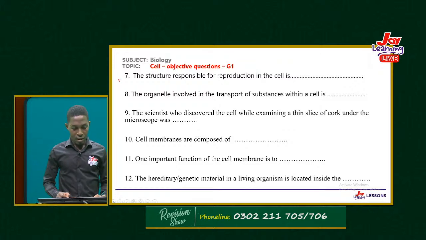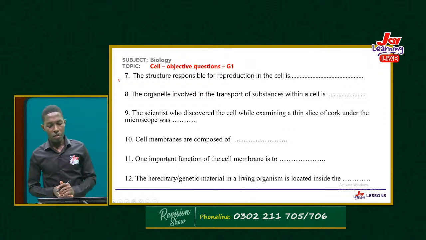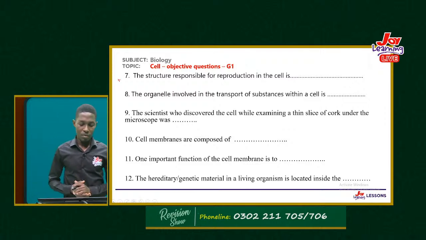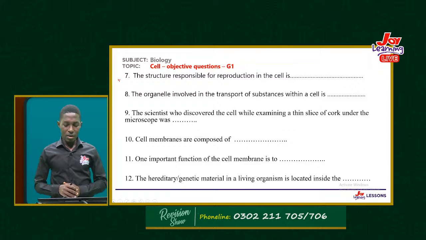Questions that you come across are: the structure responsible for reproduction in a cell is? The organelle involved in the transport of substance within a cell is called what? The scientist who discovered the cell while examining a thin slice of cork under the microscope was who? And cell membranes are composed of? The one important function of the cell membrane is to do what? And the hereditary or genetic material in a living organism is located in what organelle?